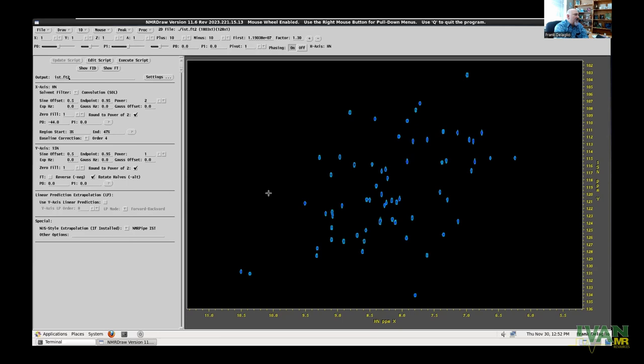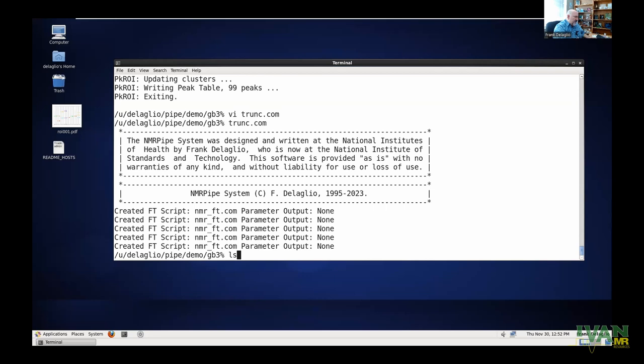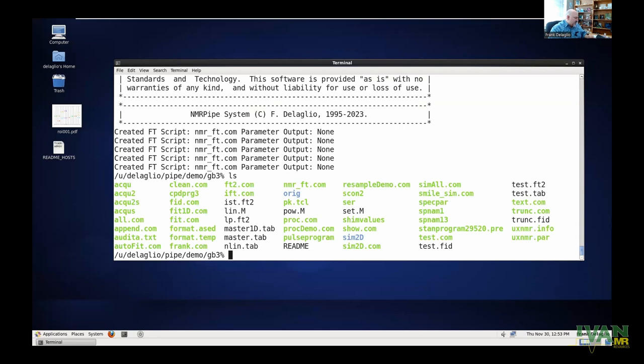And the larger the number of dimensions in the data, the more of an advantage you generally get from using these NUS reconstruction methods instead of linear prediction. So that is basic processing of 2D data. Let's look at a 3D case.